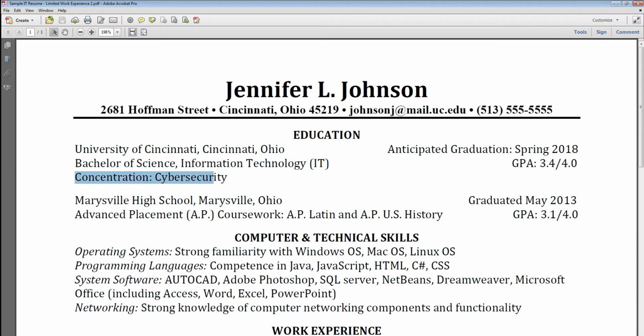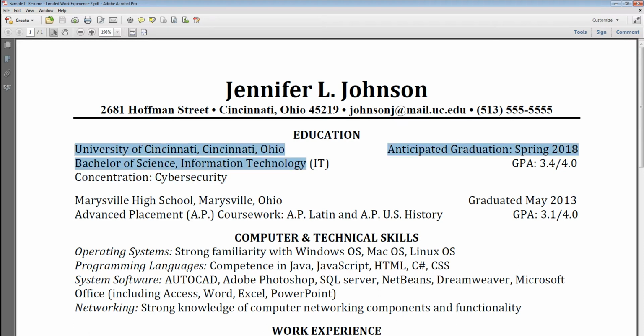Then finally, under this education, I've created a concentration category. For all of you currently within the School of IT, there are 3 undergraduate concentrations you can pursue. Cybersecurity is one of them, so in this case, we've listed cybersecurity. You could also list networking and systems, as that is one of the appropriate concentrations as well, or software application development, depending on the track that you are pursuing.